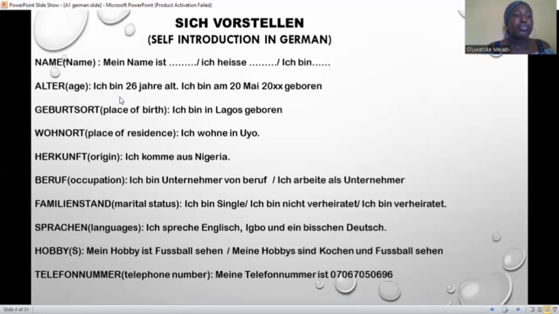Now we have Wohnort. Wohnort means place of residence. So I'm sure that you can tell now that Ort means place. So Wohnort, place of residence. Ich wohne in Uyo. Now the W is pronounced V in German. So that's why it's ich wohne. Ich wohne in Uyo. So don't say ich wohne with a W sound. It's ich wohne in Uyo.